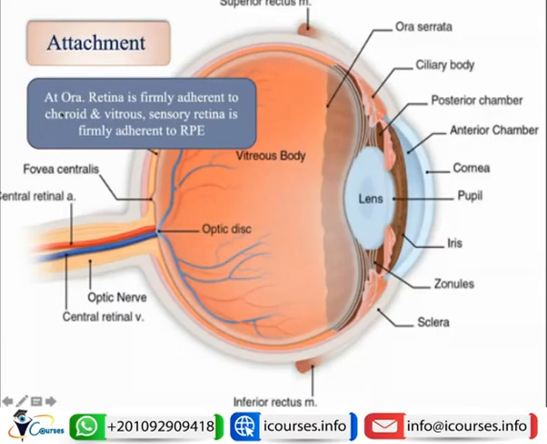So at the ora serrata, the retina is firmly adherent to the choroid under it and the vitreous in front of it. And the sensory retina is firmly adherent to the retinal pigment epithelium. This is again of anatomical importance. So in the ora serrata, all structures are adherent to each other. The neurosensory retina is adherent to the retinal pigment epithelium, and the retina is adherent to the structure underlying it, which is the choroid, and the structure overlying it, which is the vitreous.